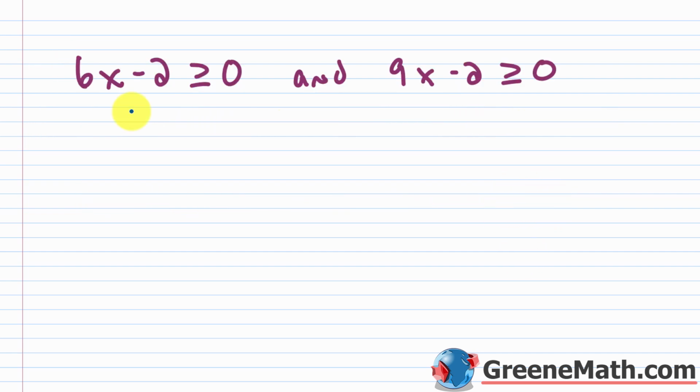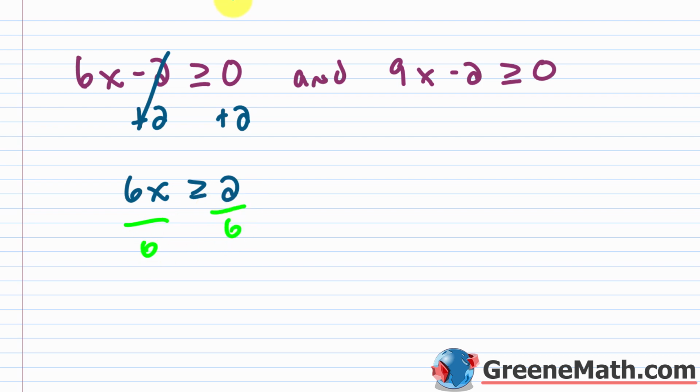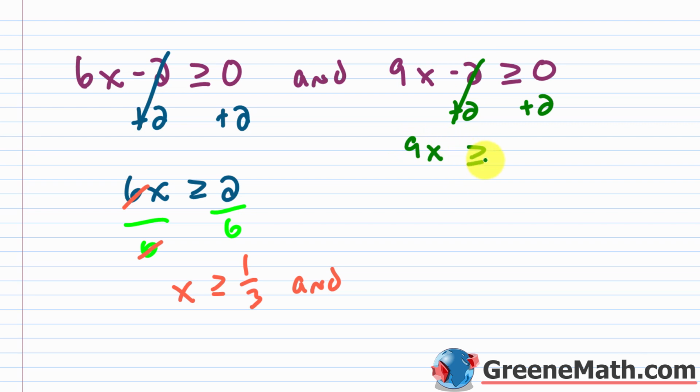Okay, on the left, let's add 2 to both sides of this inequality. We'll cancel this and say 6x is greater than or equal to 2. From here, let's divide both sides of the inequality by 6. We'll cancel this away and say x is greater than or equal to 2 over 6, which is basically going to be 1/3. And then let me write my keyword and here. And over here, I'm just going to add 2 to both sides of the inequality. We'll cancel this. We'll have 9x is greater than or equal to 2. From here, we'll divide both sides of the inequality by 9. We'll cancel this. So we'll have x is greater than or equal to 2/9.